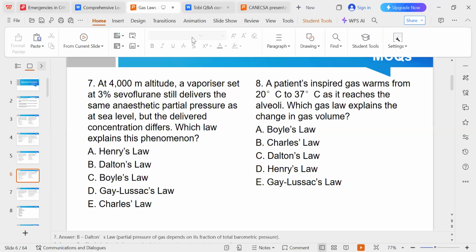Correct. A patient's inspired gas warms from 20 degrees centigrade to 30 degrees centigrade as it reaches the alveoli. Which gas law explains the change in gas volume? Quickly, we are 20 minutes into the hour. Answer B, Charles' law. Charles' law, correct.